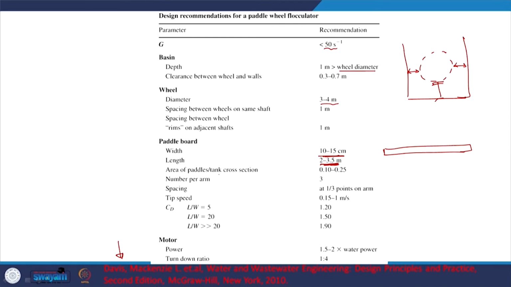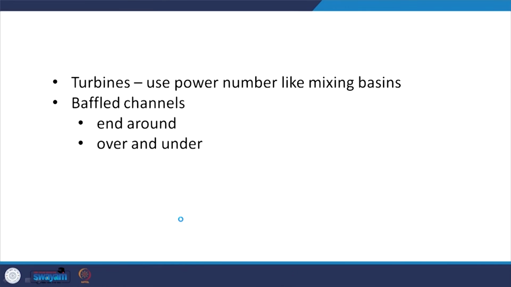per tank cross section, number per arm usually 3, and spacing is usually given at 1/3 points on the arm, but it can vary. So 1/3 if this is the total, right. That is what they are saying, 1/3 on the arm, and length by width and such. So these are the general aspects which we will look at when we try to design it. So, let us look at the other aspects too.